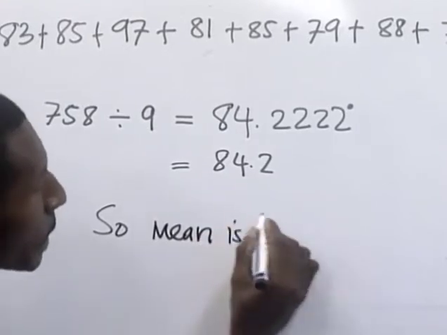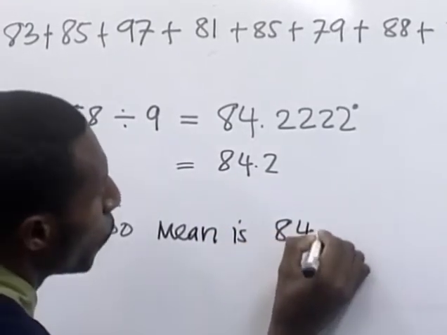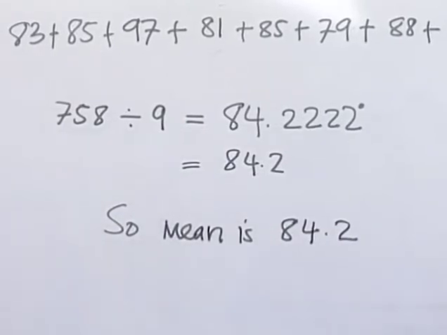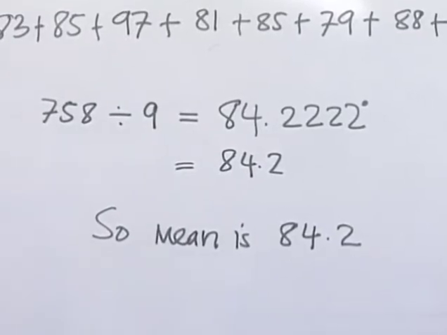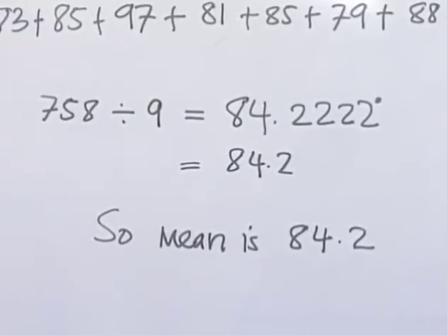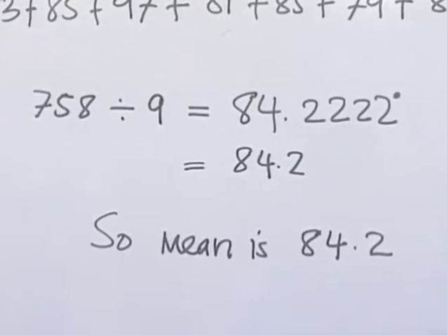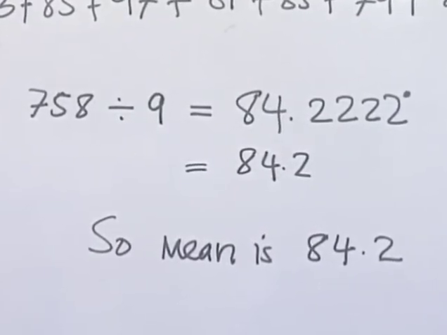Mean is 84.2. That's how you find mean. Only two steps. You add up all the scores, and then you divide the sum of scores by the number of scores.